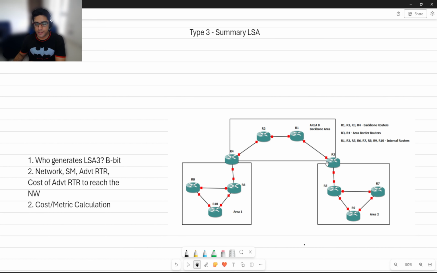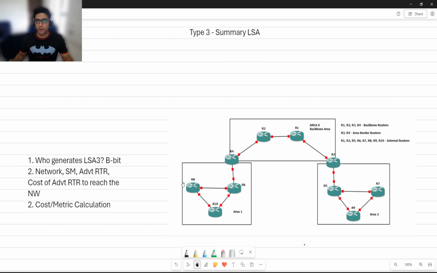So R3 here, when it receives the LSA 3, knows that to reach R8, it needs to go to R4. R3 will calculate its cost to reach R4. R4 has already mentioned its cost to reach R8. So in total, R3's cost to reach R8 is its cost to reach R4 plus R4's cost to reach R8. Now R3 sends this LSA in area number 2 as well. When R7 tries to calculate its cost to reach R8, it will calculate its cost to reach R3 plus R3's cost to reach R4 plus R4's cost to reach R8. This is how inter-area communication happens.